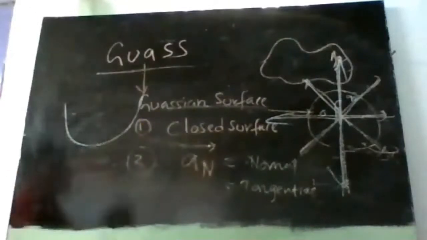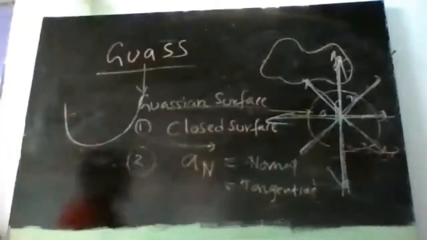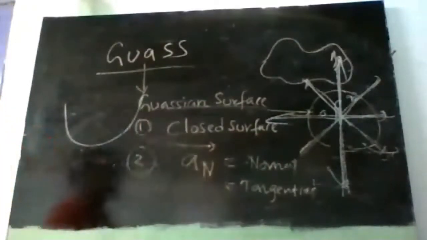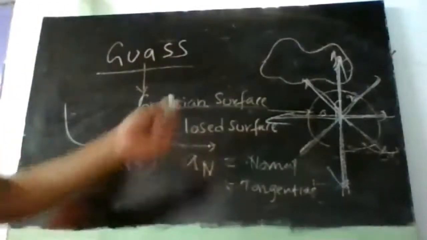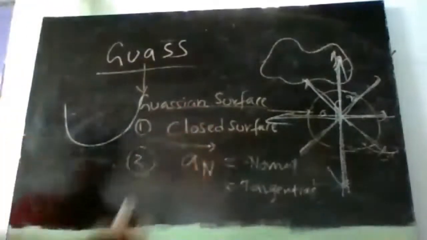Second is this Gaussian surface should be in such a way that the field will be either leaving normally or tangentially from it. Okay, you cannot leave with an arbitrary angle, right? So that's what we call as Gaussian surface. Okay, don't worry too much about this. This is a simple thing, right?